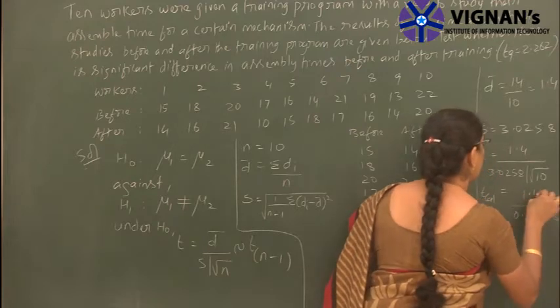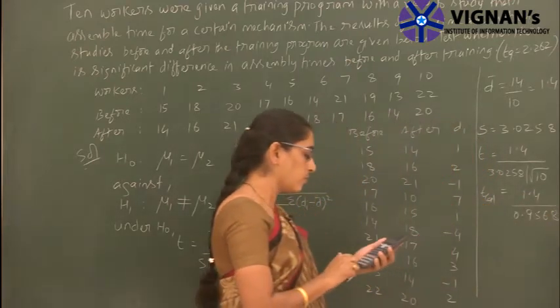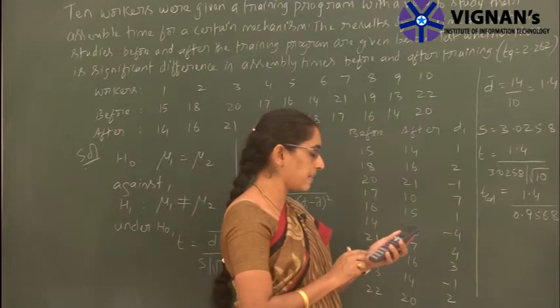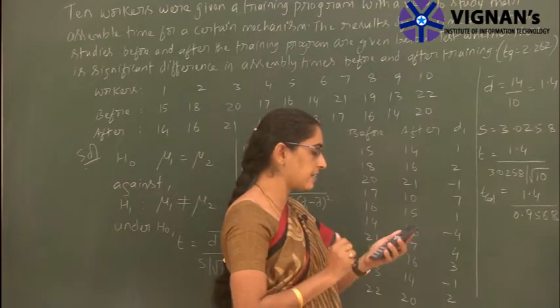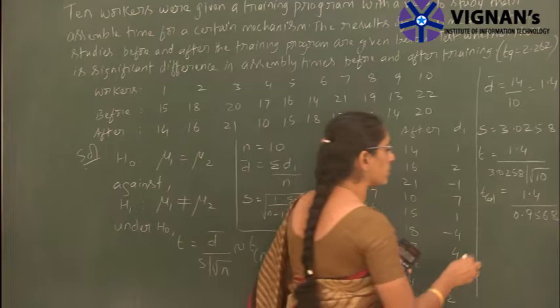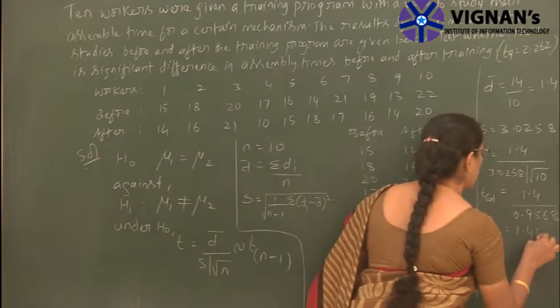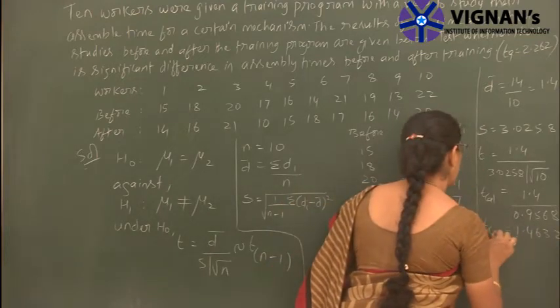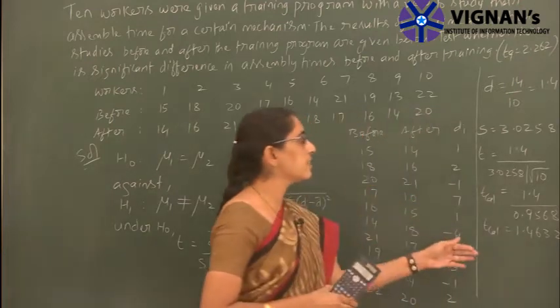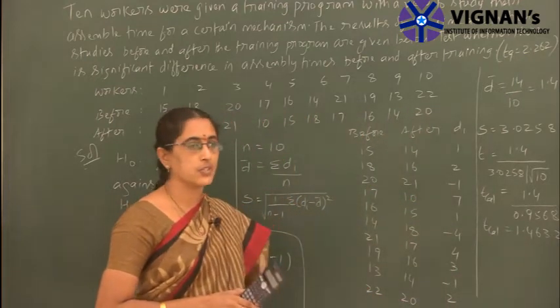And here d bar is 1.4. So 1.4 divided by 0.9568 is 1.4632. So the T calculated value is 1.4632 here.